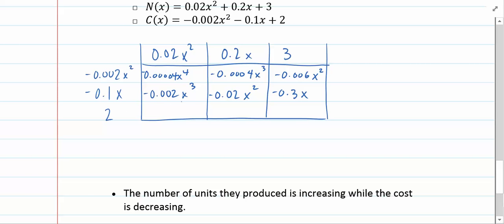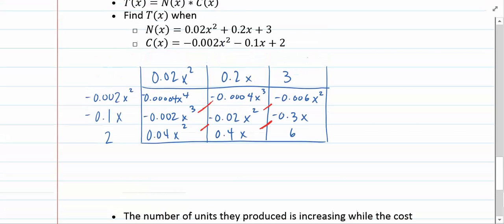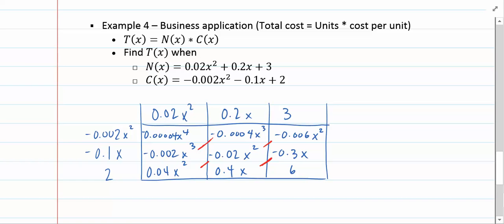And in this final row, we have 2 times 0.02. So that's 0.04x squared, 0.4x, and 6 as my last entry. What you'll see here is that we have like terms in this diagonal and in this diagonal, and then again in that diagonal. So when we combine those like terms, we can find the total cost, and I'll list that up here.